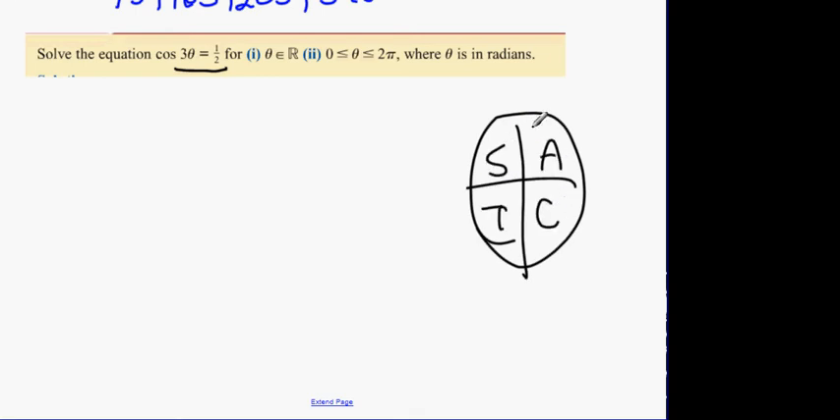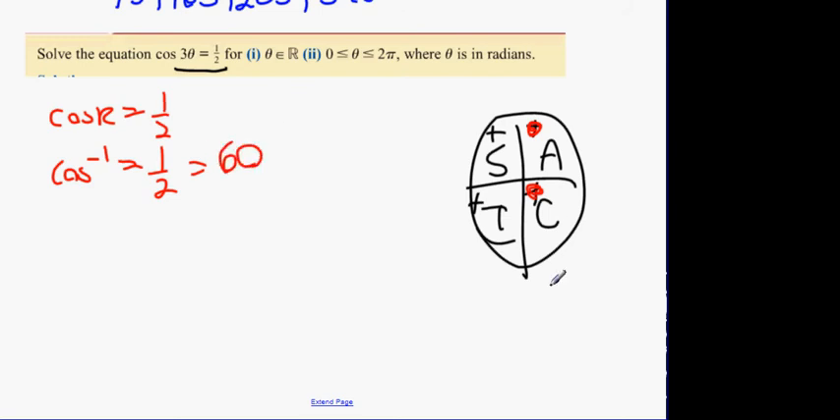ASTC, okay? It's all plus, sines plus, tans plus, cos plus. Cos is positive. We have all and cos. Reference number, cos r equals 1/2. Cos inverse 1/2 equals, is it 60? Yeah. Now guys, it's 60 for the first quadrant, but it's going to be 300 for the last quadrant. So now we have 60 and 300.